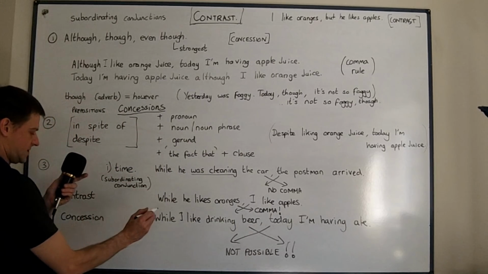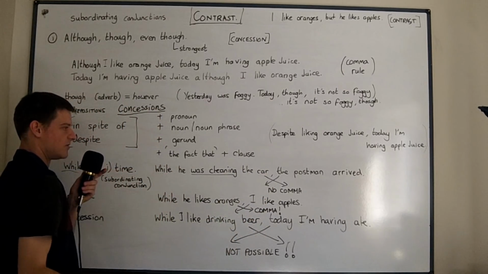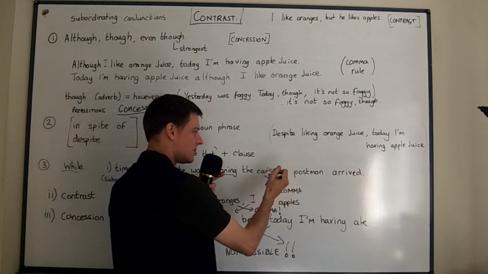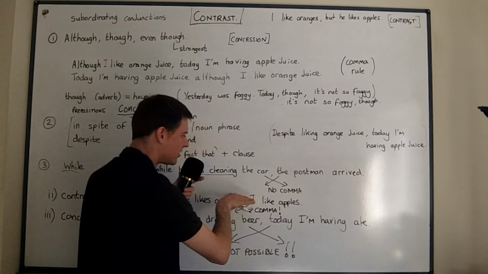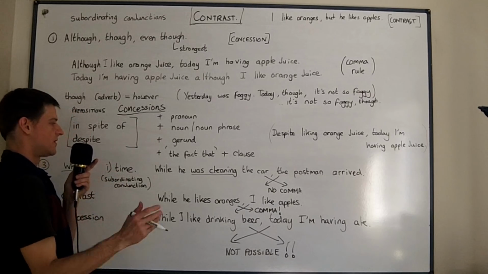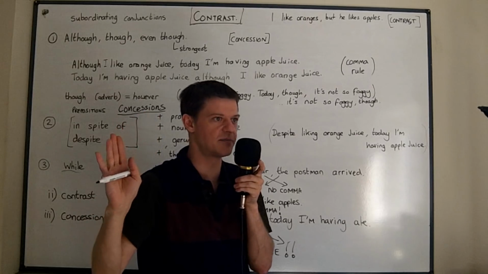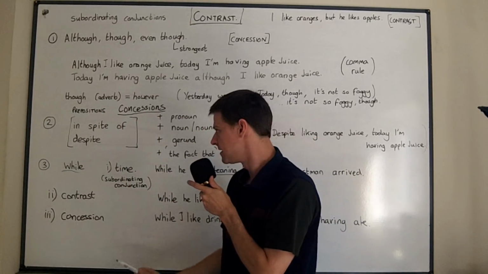Now it's a subordinating conjunction like this. We'll need a comma in the middle if we start with while. While he was cleaning the car, comma, the postman arrived. Or the postman arrived while he was cleaning the car with no comma. Okay, so that's one use of while which has got nothing to do with contrast, but which is worth mentioning while we're talking about while.